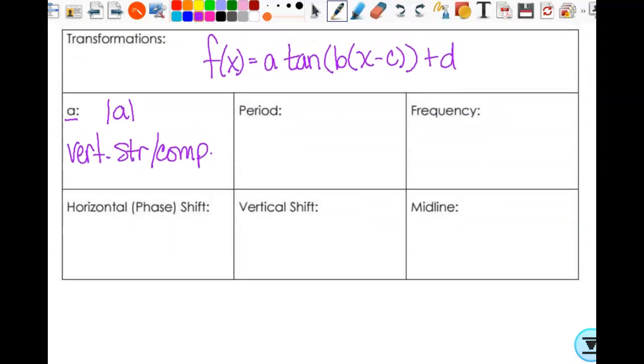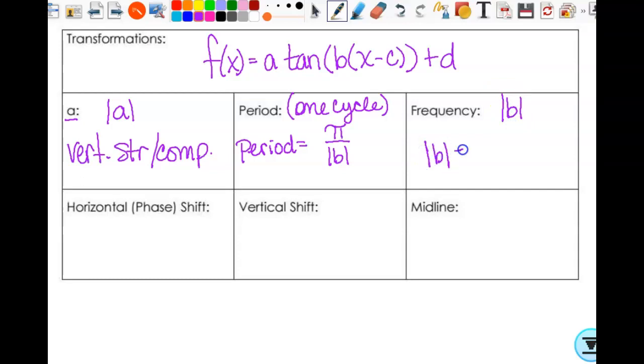All right, so the period. Remember, it's still just 1 cycle. So the period is equal to, what's the period of the parent function? Pi. So this is pi divided by the absolute value of b. You're finding it the same way by dividing by the frequency, but you're using pi instead of 2 pi. You need to remind yourself of that when you're doing tangent, because one of the biggest mistakes that I see is that you're just using 2 pi because you've been doing that for sine and cosine. Frequency is the absolute value of b. But to find it, it would be pi divided by the period.